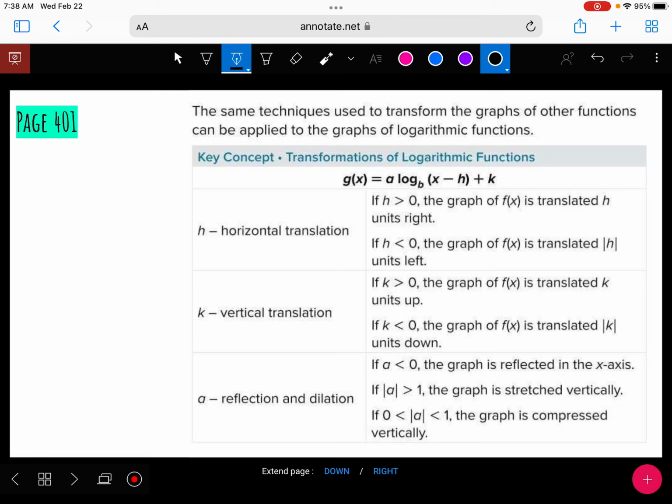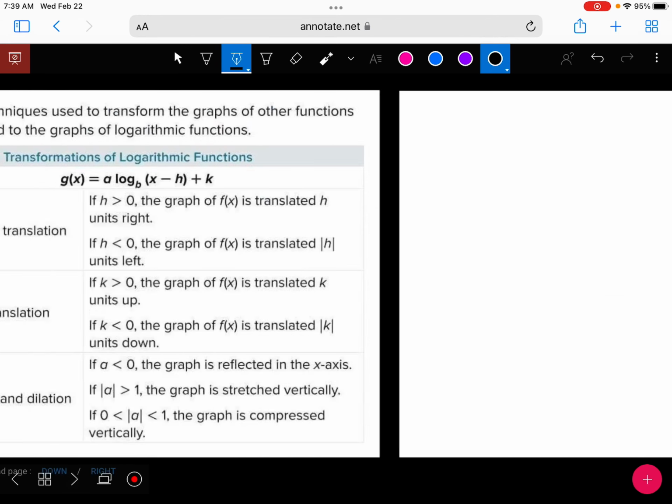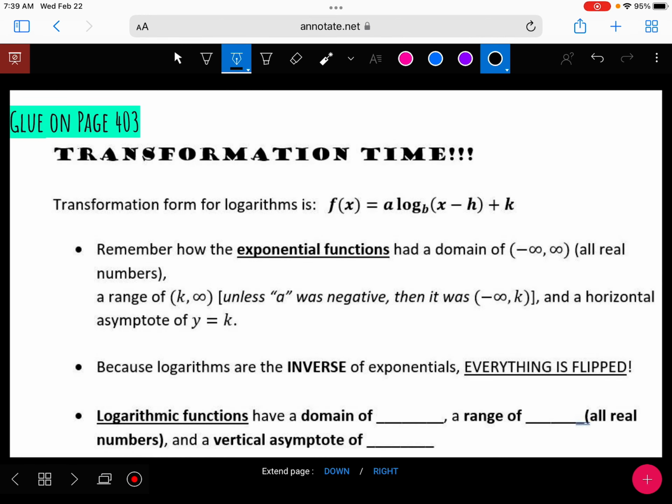A, H, and K still have the exact same jobs they've had for forever. A does our reflection, and it does our stretch or compress. H is our horizontal transformation, scooch left and right. K is our vertical transformation, up and down. Same jobs. Page 401 has this table on there, but we're going to work on that worksheet. So there's a few pages where you can glue those pages if you don't want to have them loose.